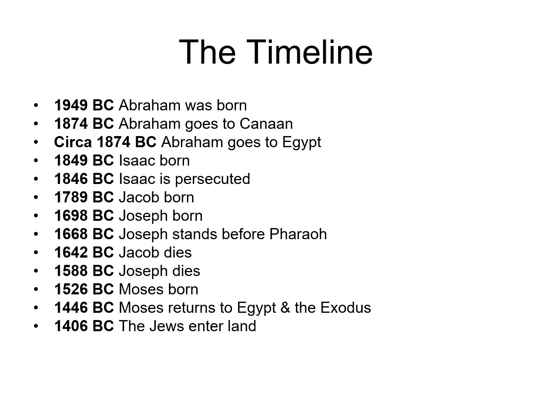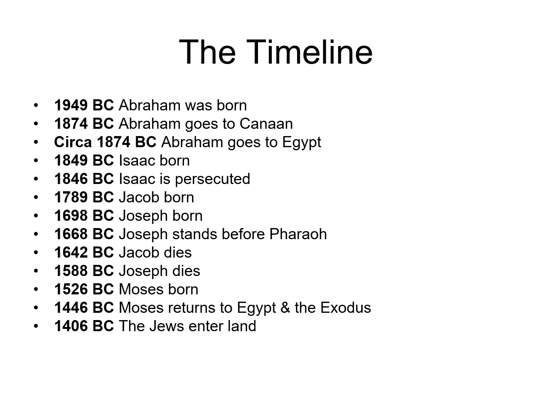So here's the timeline again. We see 1949, Abraham was born. 1874, he goes to Canaan. 1849, Isaac is born. 1698, we see that Joseph is born. 1668 is when Joseph stands before Pharaoh. 1526, Moses is born. 1446, Moses returns to Egypt and the Exodus takes place. And then in 1406, the Jews enter the land. So we see that there is almost a 200-year gap between the death of Jacob in Egypt and the Exodus.